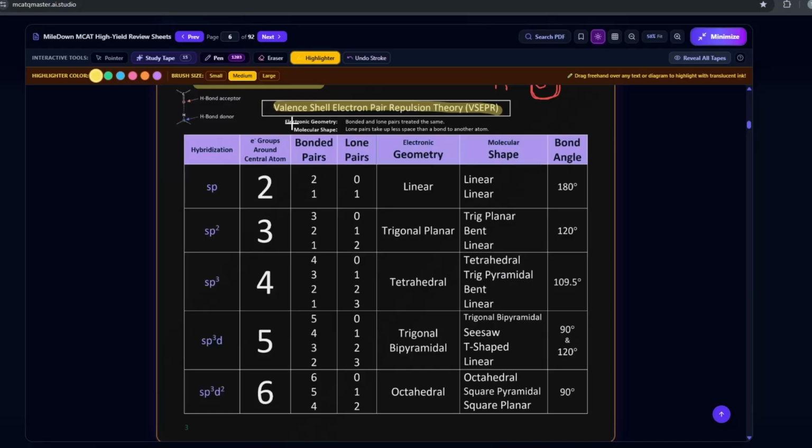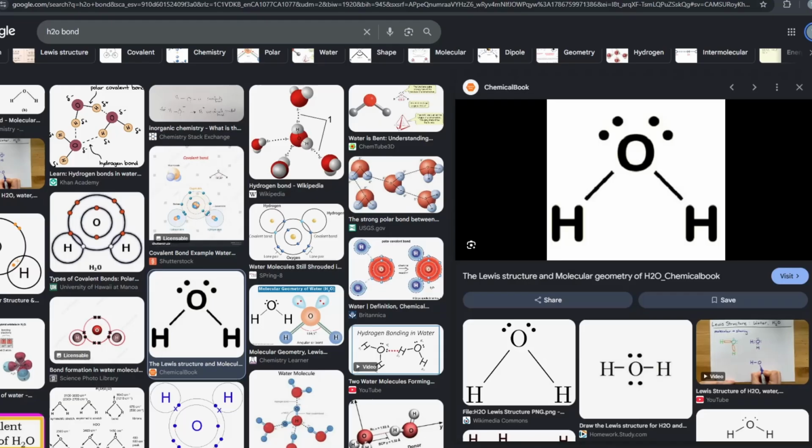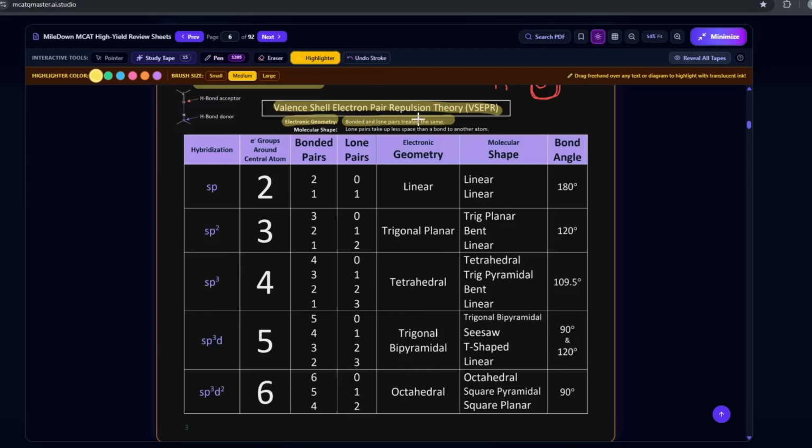Okay, so let's first go over electronic geometry. Electronic geometry is where your bonded and lone pairs are treated the same. Whatever electrons are bonded, these lines represent bonded electrons, right? And then these lone pairs, or the dots, are the non-bonded electrons. So that's your electronic geometry. You can also have molecular shape. So your VSEPR predicts for these two.